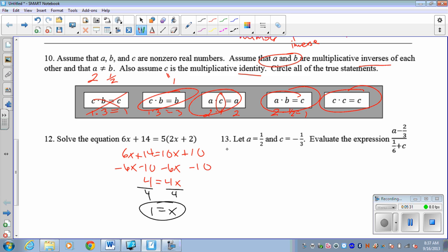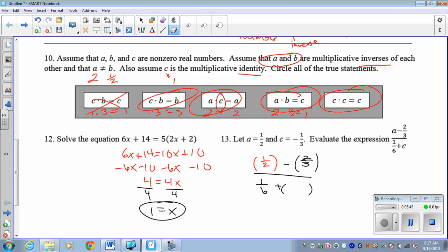Over here, fractions. I know you guys love fractions. I'm going to put the 1/2 in for a. Minus 2/3. And c, we say, is negative 1/3. Okay. So in order to do that, we got to get a common denominator at the top. The best number to think about, your least common multiple between 2 and 3 is going to be 6.